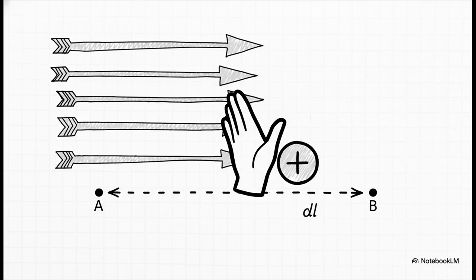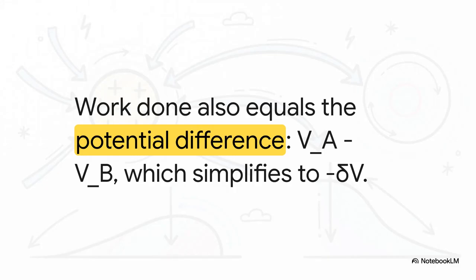In physics, work is simply force multiplied by distance. In our little scenario, the force acting on a charge comes from the electric field, E, and the distance is that tiny hop, delta L. So the work it takes to move a charge from B to A, pushing against that field, is simply the magnitude of E times delta L. But hang on, there's another way to define work.